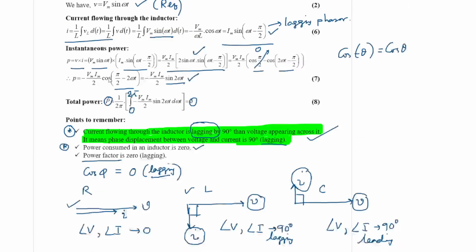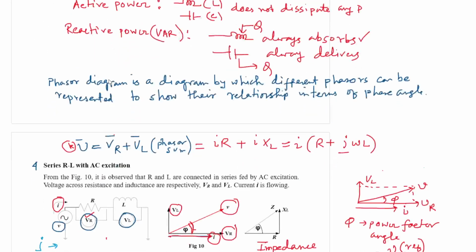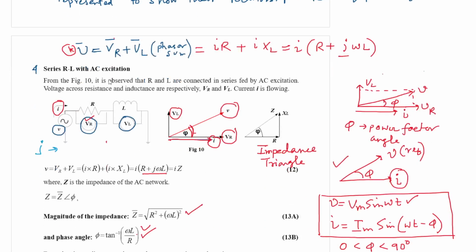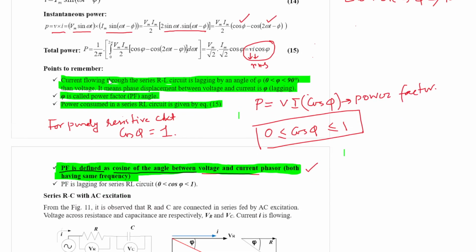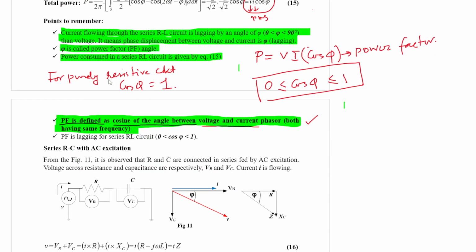And in the case of a purely inductive or capacitive circuit, since phi is 90 degrees, cos 90 is 0. That is why power is not dissipated in an inductor or capacitor. And the nature of the power factor is lagging for a series RL circuit.